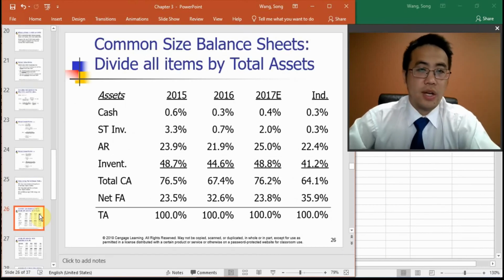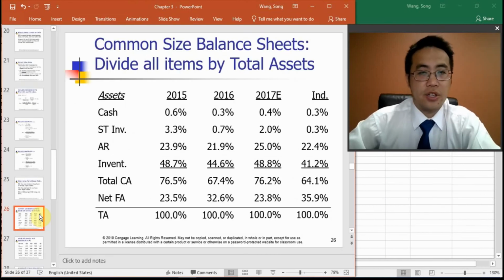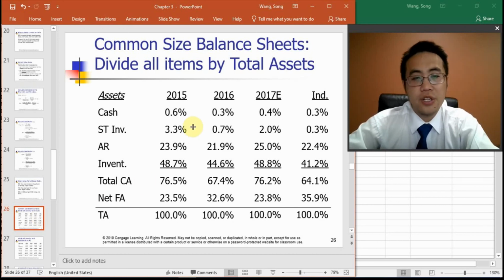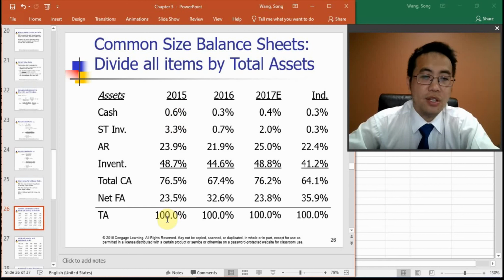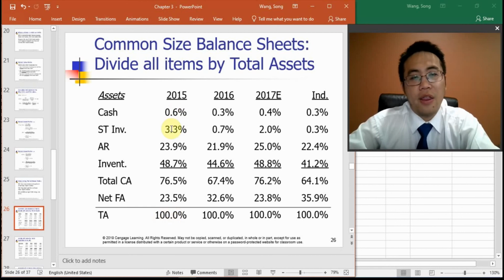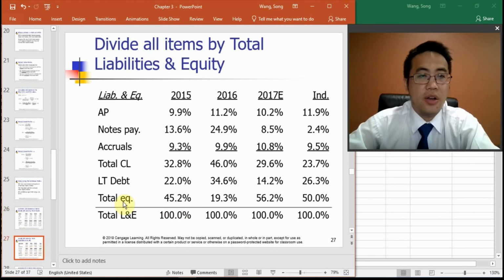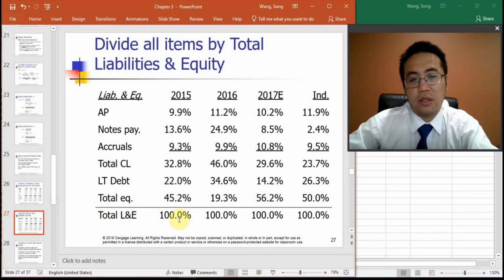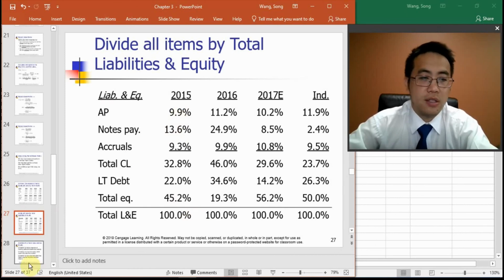We can also construct common size balance sheets and a common size income statement. Instead of using dollar figures, we use the percent. So for the common size balance sheet, the base is your total assets, and everything else would be a percent of the total assets. So the calculation per se is pretty easy. And for the liability side, the total liabilities and equity equal total assets, and still that's the base for all the other numbers on this side.